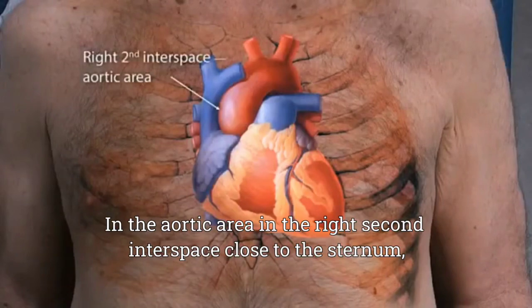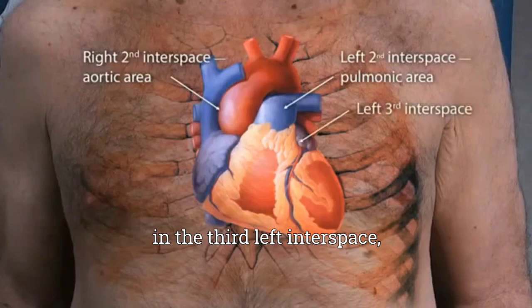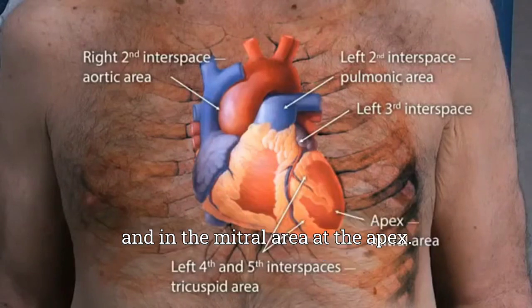In the aortic area, in the right second interspace close to the sternum. In the pulmonic area, in the left second interspace close to the sternum. In the third left interspace. In the tricuspid area, in the left fourth and left fifth interspaces. And in the mitral area at the apex.